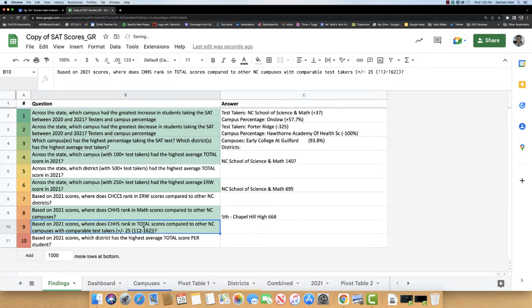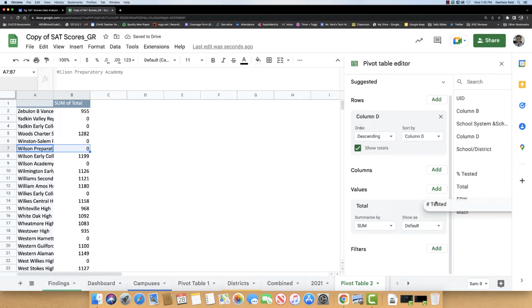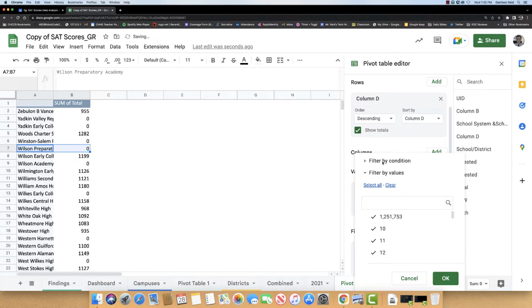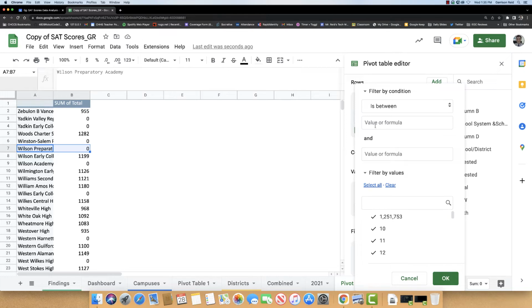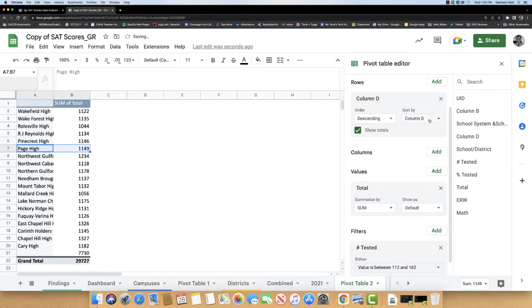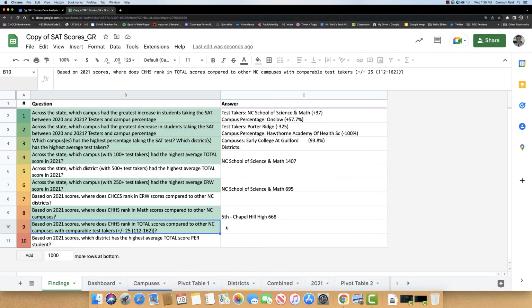And then where do we rank in total compared to schools within a plus or minus of where we were? So I can look at my pivot table. Obviously, I'm going to change my math to total. I have a filter. Now instead of a greater than, I want to do an is between. Is it between the numbers that were provided, 112 and 162? So that's plus 25 minus 25 from where we were. Sort by the total. For schools that are within this range, Chapel Hill High had the highest average total for that.